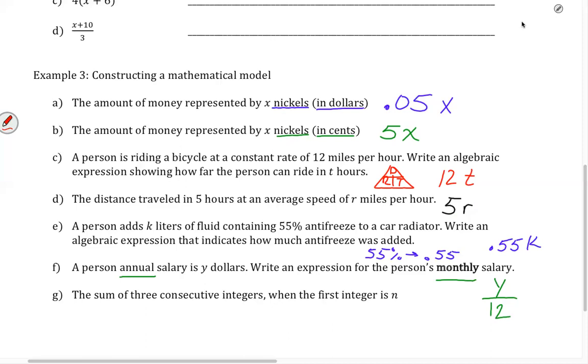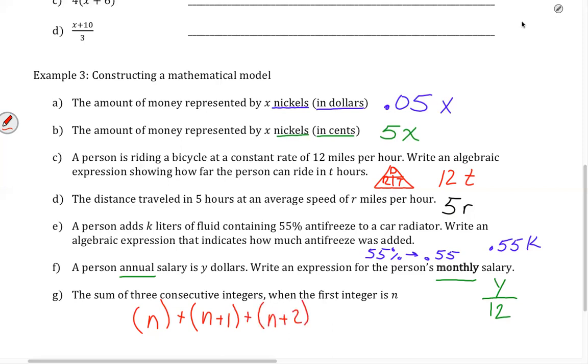Last but not least, it says the sum of 3 consecutive integers when the first integer is n. Guarantee you'll get this on the SATs. Consecutive means in a row, and the sum means I'm going to add. So we start out with n. Now we're going to add the next one after n. It seems kind of confusing, but once you see this, it'll make sense. The number after n is n plus 1, and the number after that is n plus 2.